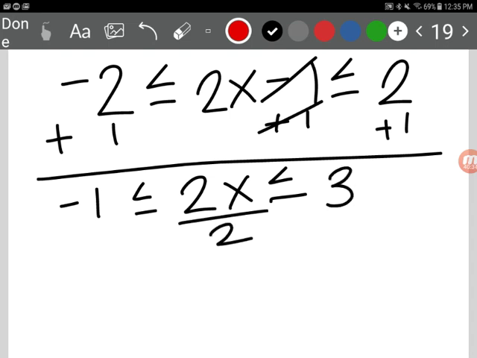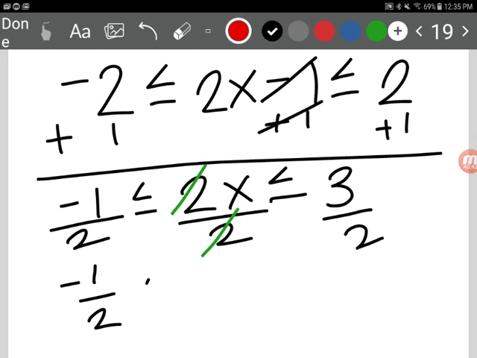Divide by 2. I'm dividing by a positive, so do not touch the inequality signs. So I have negative 1/2 less than or equal to x less than or equal to 3 over 2. Again, you only reverse the signs when you multiply or divide by a negative number. Very important to remember that. Now I have solved for x. The goal is to get x by itself, so I'm done.